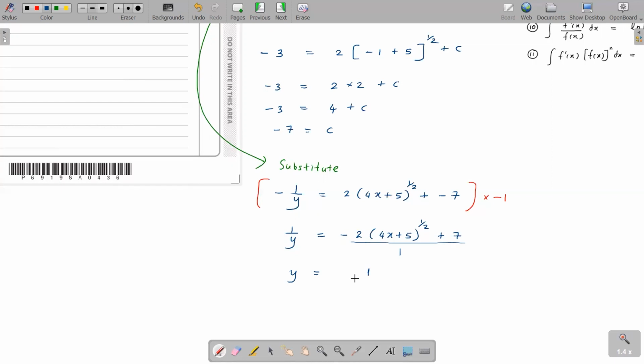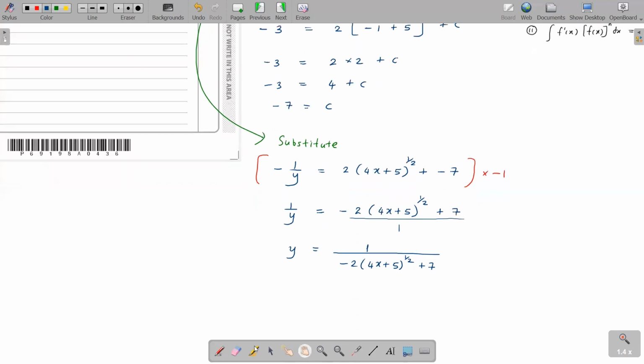So when you flip it, it's 1 over minus 2 times (4x plus 5) to the power half plus 7. Remember, the whole thing flips together. It's not individually flipping. Okay, not 1 over (4x plus 5) to the power half and then plus minus 1 over, no. The whole thing, you take it together, like it's a single entity. And the single entity flips and comes as a single denominator. Don't split it, otherwise it's completely wrong. So this is your y answer.